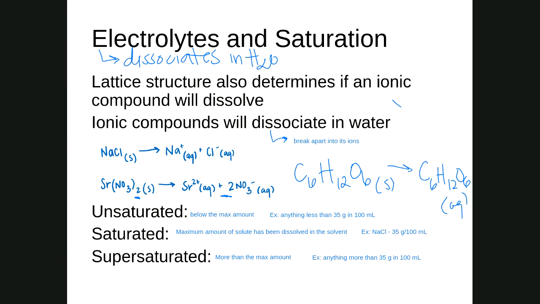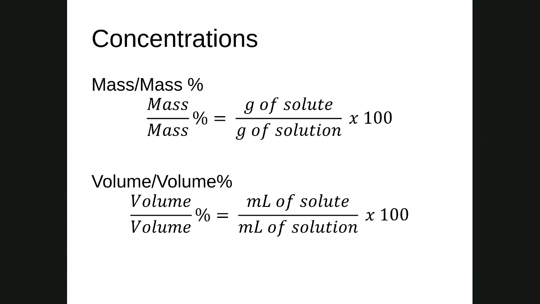So now that we can determine, first of all, if something will dissociate or if it will dissolve, we can look at a solution and determine if it's saturated or not. How can we express how much solute we have in a given solvent? We look at the concentration. The definition of a concentration is the amount of solute in a solution. And there are lots of different ways for us to express that concentration.